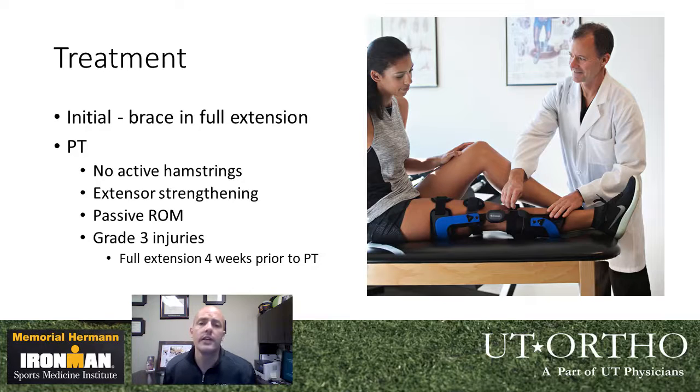It's important to initially brace these athletes in full extension. If you're concerned about the PCL at all, this will help initiate healing and likely prevent surgical treatment for the patient. Physical therapy is focused on extensor strengthening, no active hamstrings. Passive range of motion is started after several weeks for grade 3 injuries. We lock them in full extension for 4 weeks prior to initiation of that physical therapy.